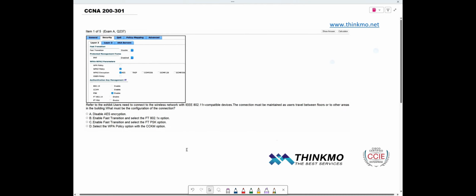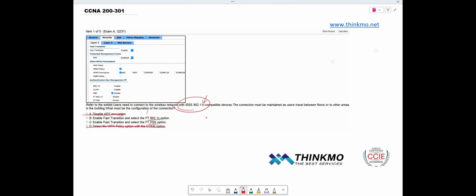It asks, when we deploy the IEEE 802.11 protocol standard, that is, when connecting to a wireless network, how can we ensure stability as we move between floors and buildings? For this, we must use fast transition, and then we must exclude A and D first. We must use this configuration. Then this configuration has two options. One is 802.1x authentication, and the other is PSK.